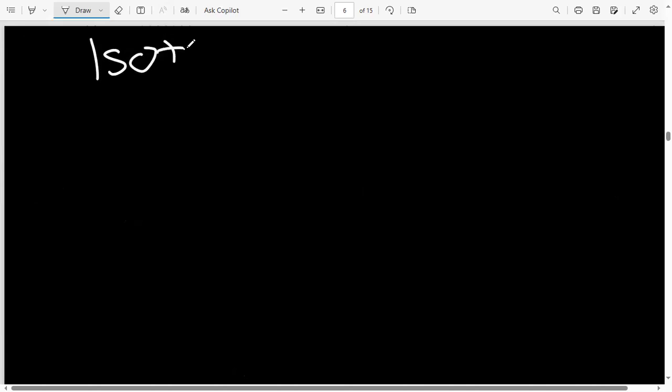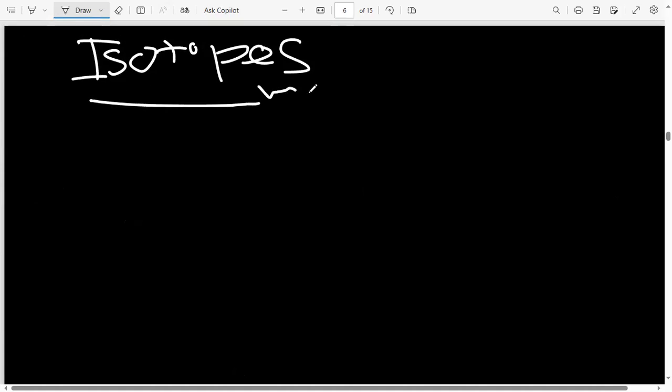So isotopes. What are these isotopes? Anyone who knows to give us a definition? What do you think isotopes are?